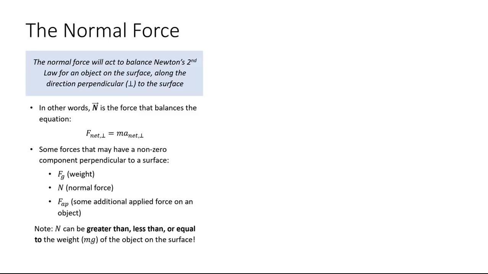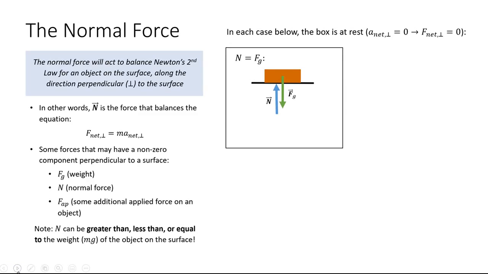Okay, so let's look at some examples of this. In each of the following examples, I have a box sitting on a surface, and I'm going to assume that the box is at rest, which means that its net acceleration in the direction perpendicular to the surface is 0, and so the net force in the direction perpendicular to the surface is also going to be 0. So this is the net force acting on the box.